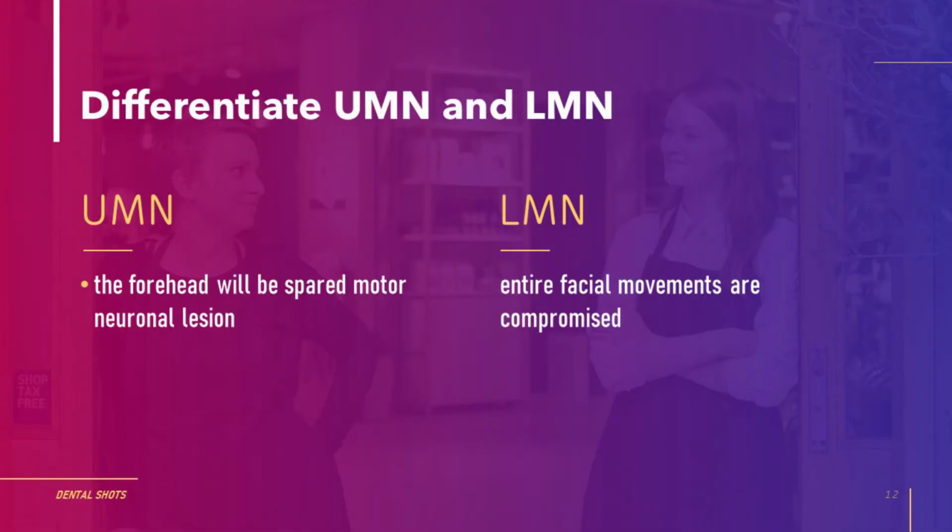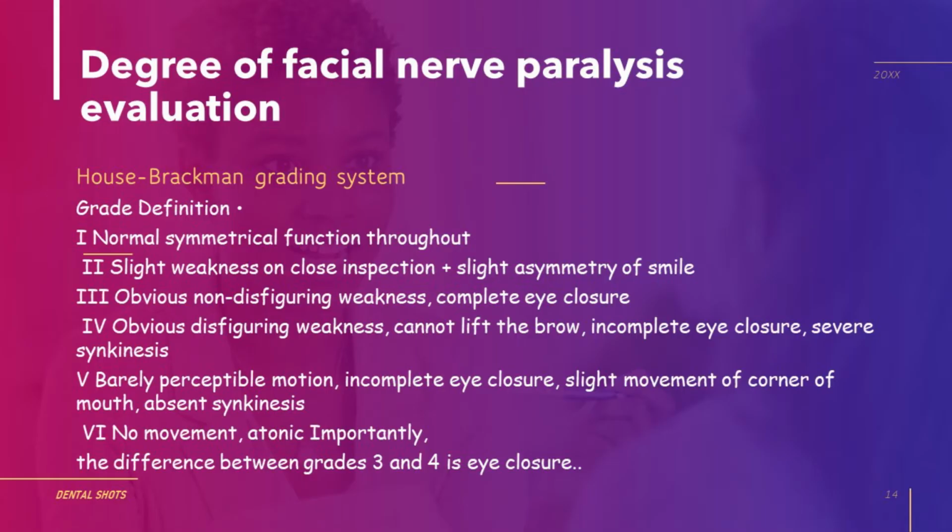Let's now see how to differentiate between upper motor neuron lesion and lower motor neuron lesion. In an upper motor neuron lesion, the forehead will be spared. But in a lower motor neuron lesion, the entire facial movements are compromised. Apart from the presence or absence of facial nerve paralysis, you can also assess the degree of facial nerve paralysis by a system called the House-Brackmann grading system.